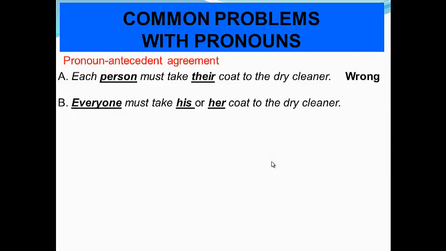People most commonly make this mistake in their writing because they are trying to avoid using gender-specific language. However, it is more important to make sure that the writing is grammatically correct. Either use his or her, as in sentence B, or change the entire sentence to the plural, as in C.